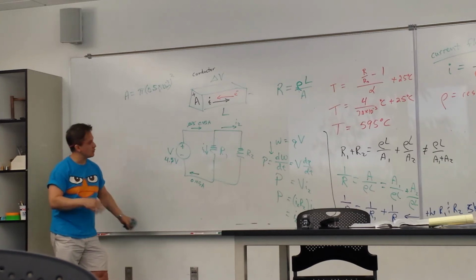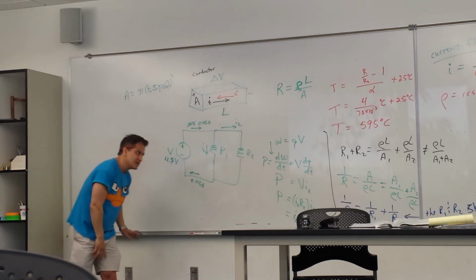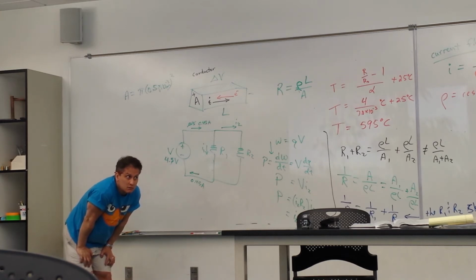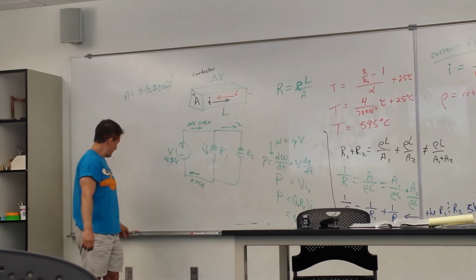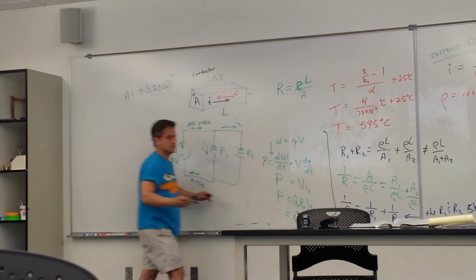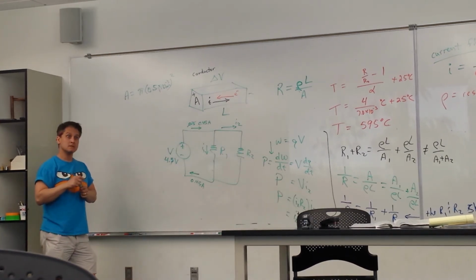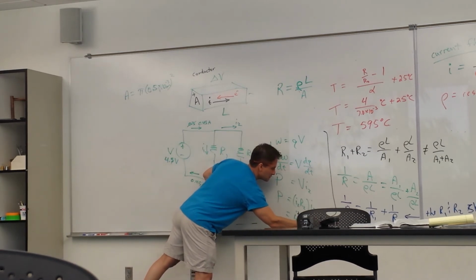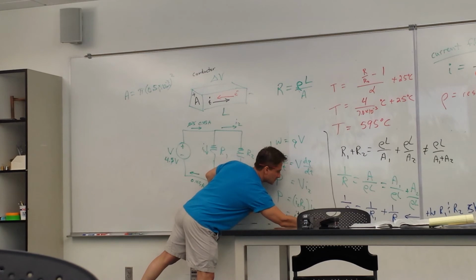So, that number is 0.15 squared. 0.0225 times 30, so 0.6 watts, give or take. 0.7 watts. Oh, I left out my square. I did indeed. 0.675 watts.